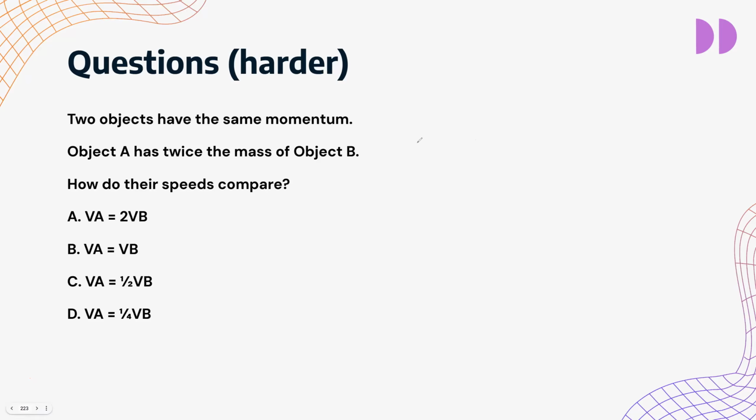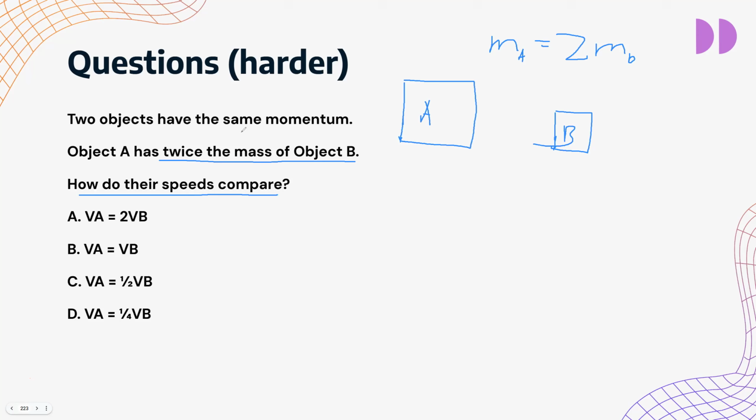So I'll draw a picture first. It says object A has twice the mass of object B. So let's call this mass of A is equal to double the mass of B. And it's asking how their speeds compare, but something important to notice is it says they have the same momentum. And remember, momentum is equal to mass times velocity. So that's my hint. I'll come back in 5 minutes and we can work on it.